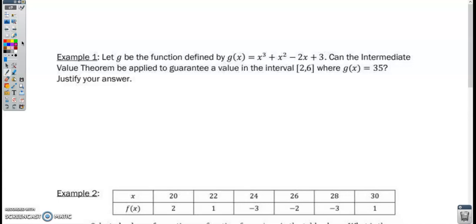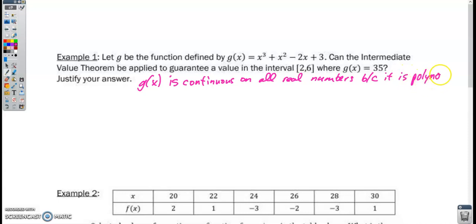Example 1. Let g be the function defined by g of x equals x cubed plus x squared minus 2x plus 3. Can the intermediate value theorem be applied to guarantee a value in the interval from 2 to 6, where g of x equals 35? So first of all, g of x is continuous on all real numbers, because it's a polynomial. So it is continuous on [2, 6].